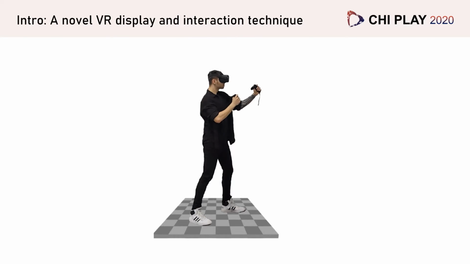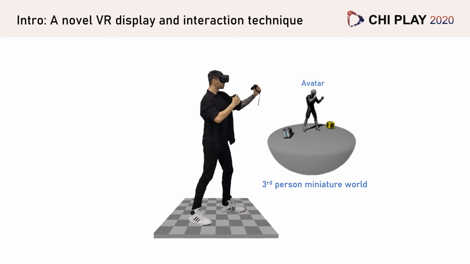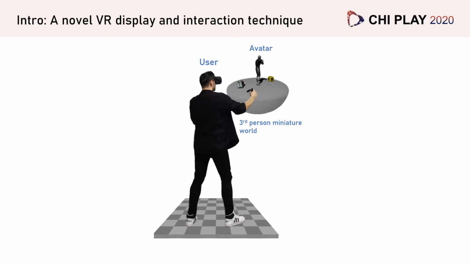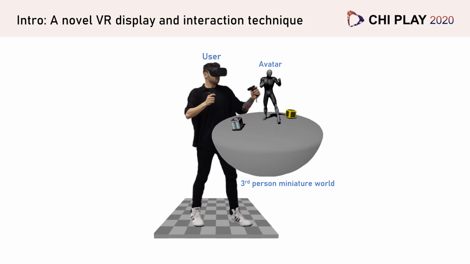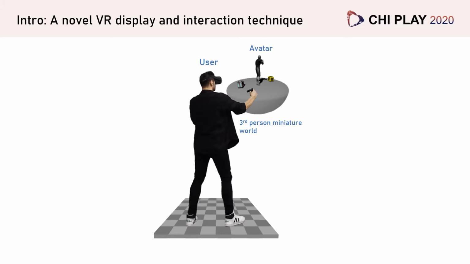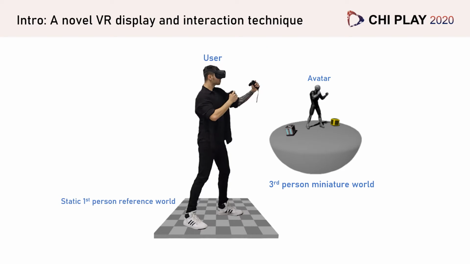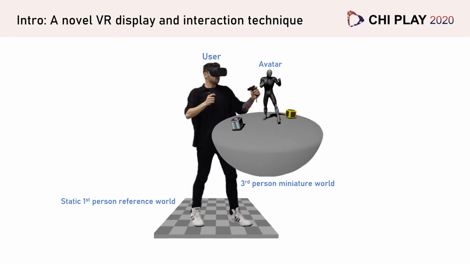3PP-R is a novel virtual reality display and interaction technique. The core idea is that a third-person miniature world floats in the air in front of the user. When the user turns, the display orbits around the user. To minimize simulator sickness, we also include a static first-person reference world.